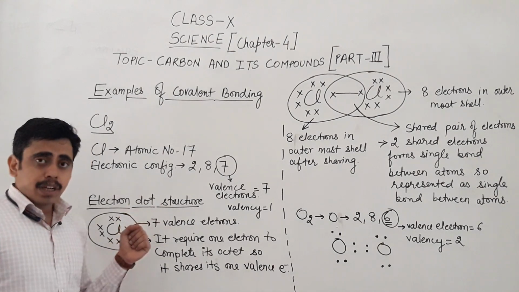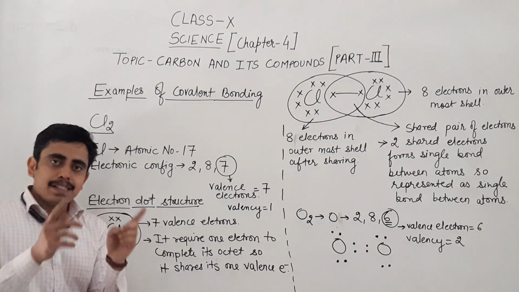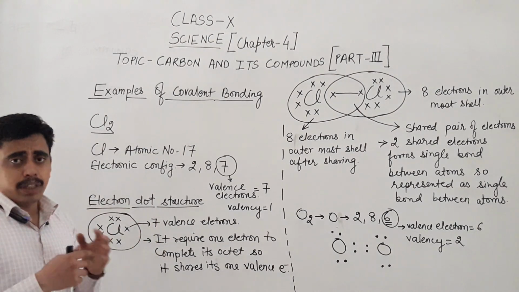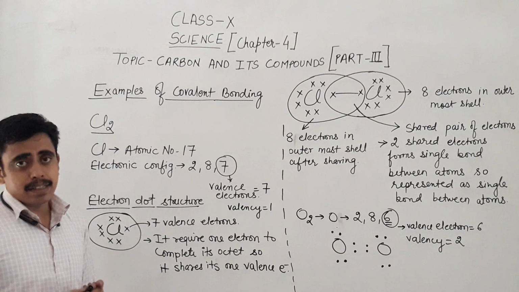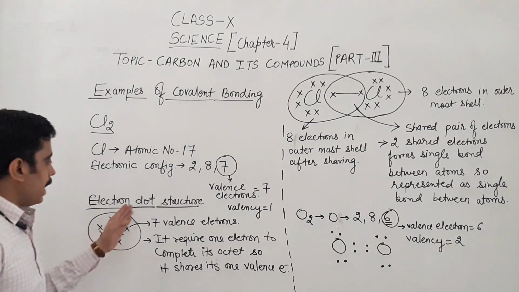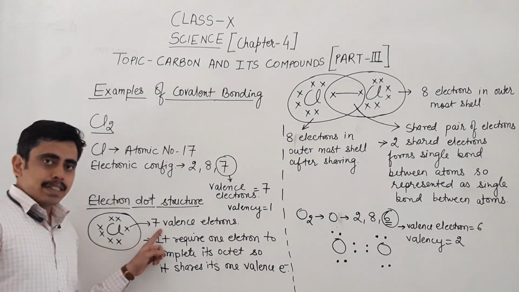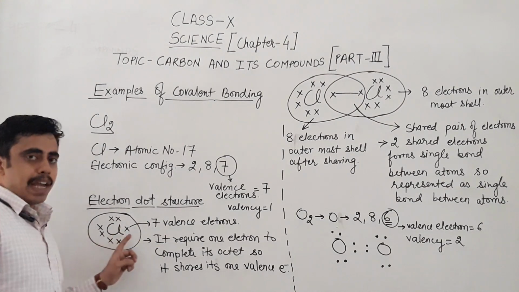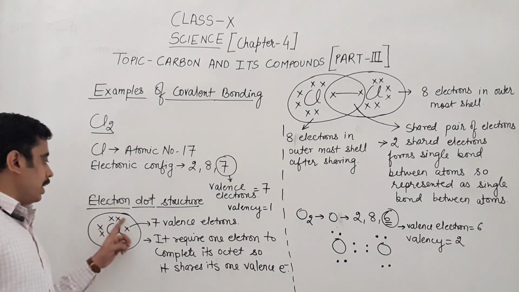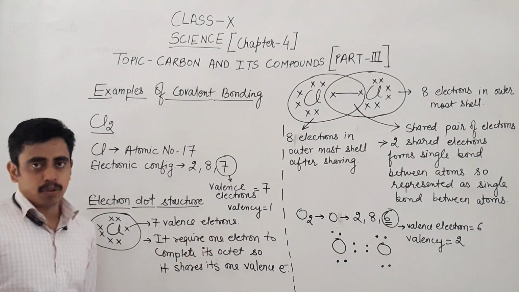First, the electron dot structure. As you all know, what is the electron dot structure? When the valence electrons around the atom are represented as crosses or dots, that structure is known as electron dot structure. Chlorine has 7 valence electrons. That's why we have shown 7 electrons in this shell, that is the 7 valence electrons.